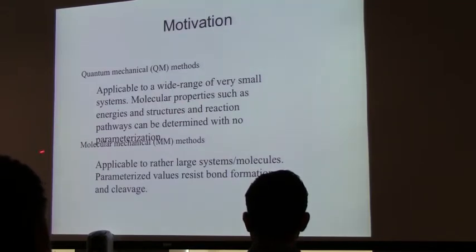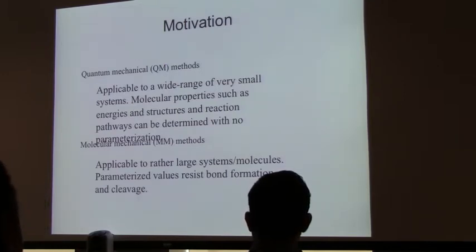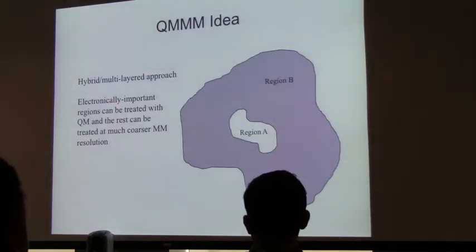And on the opposite side, we have MM methods, which are very quick and very fast, and they're very applicable to very large systems, but you have to go in beforehand and parameterize it as best you can. So the goal is then, can we combine these two methods to take advantage of both of their strong suits as well as minimize the disadvantages. So that's where we have this QMM approach.